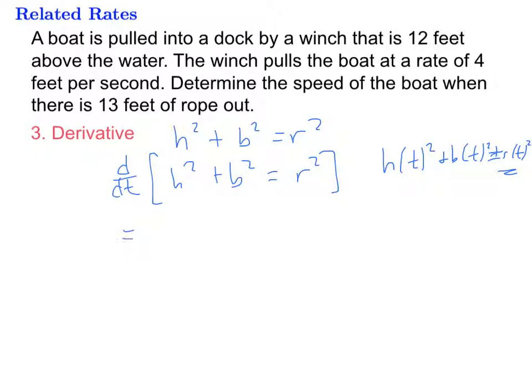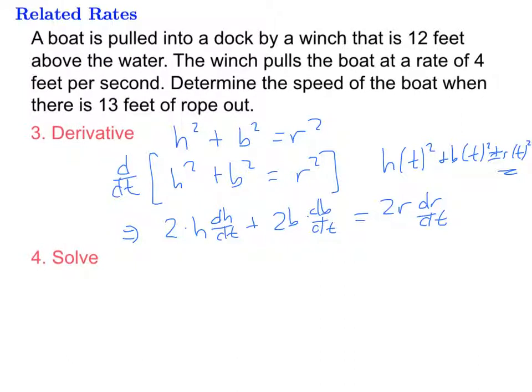And so when we take the derivatives of this, what we're going to get is 2 times h dh/dt via the chain rule, plus 2b times db/dt via the chain rule, is equal to 2r dr/dt via the chain rule.